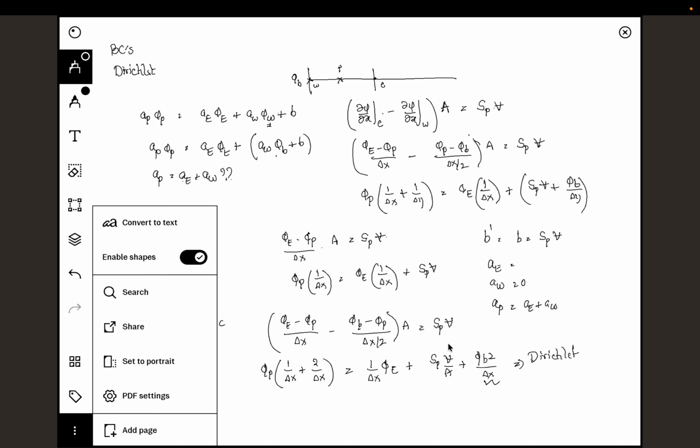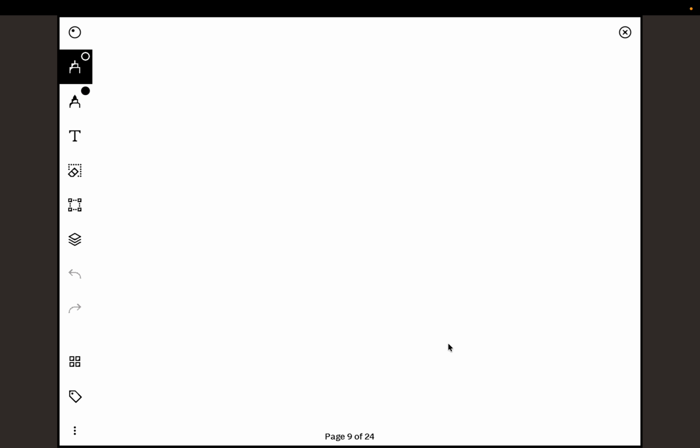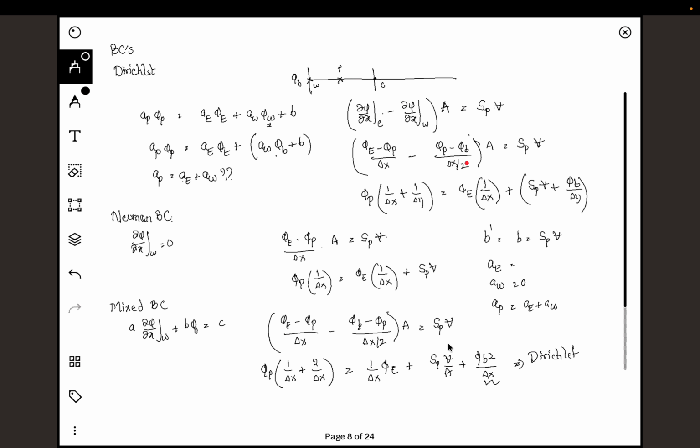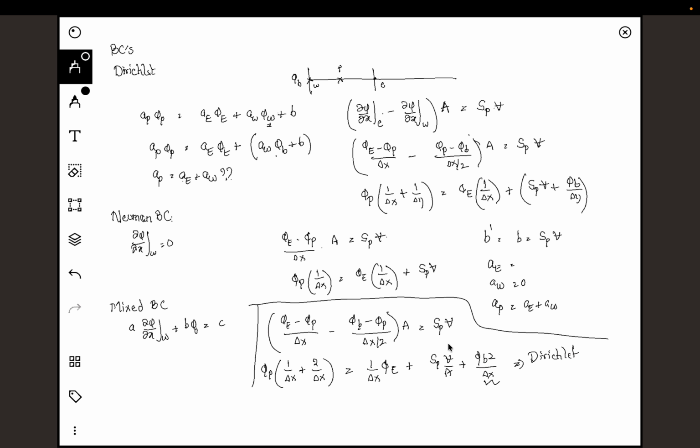We'll do the mixed one also now. Just to clarify, there was a mistake here when I was doing the Dirichlet condition. So the derivative is taken between B and P. So it will be phi b minus phi P by half cell width. That is delta x by 2. Accordingly, everything will change. So this will be the one that you should be using for Dirichlet. Neumann remains the same. We'll do the mixed condition also.